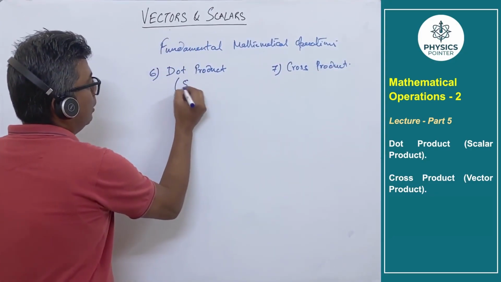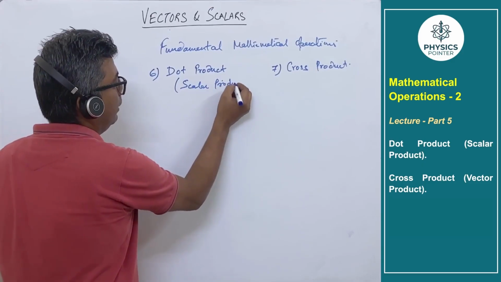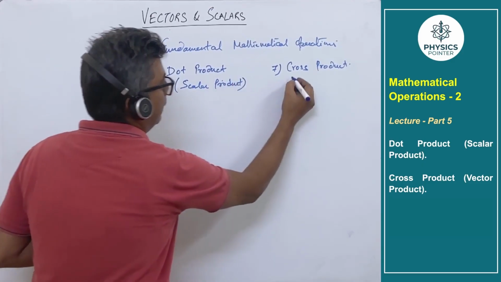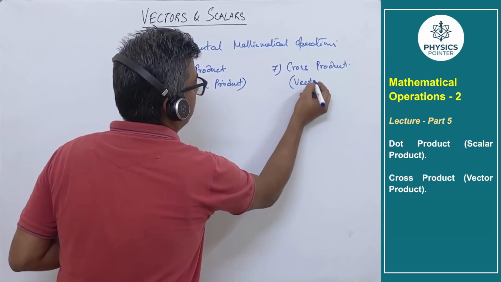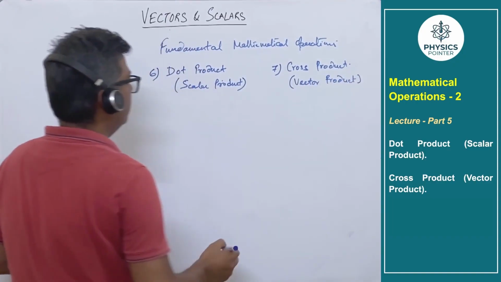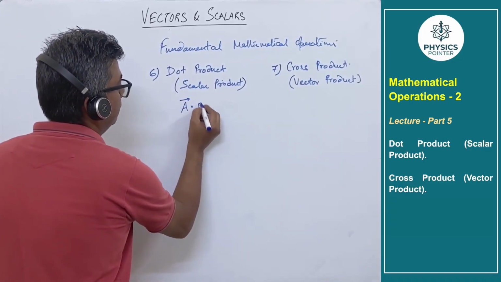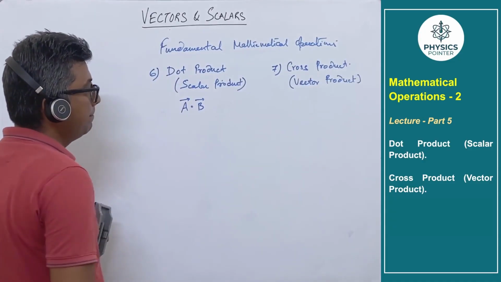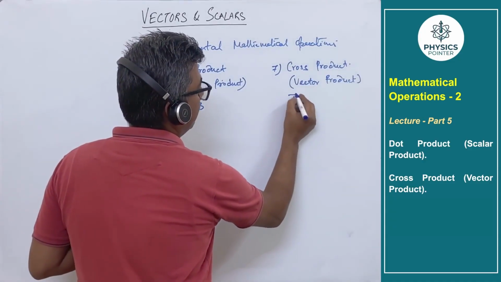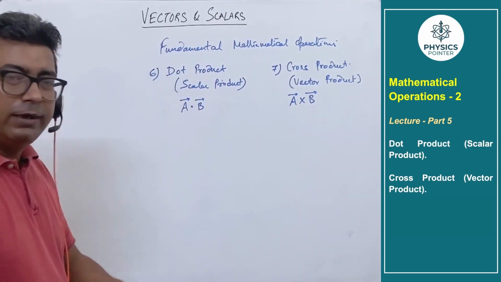It is also called a scalar product, and you will understand why. And this one is called a vector product. We are talking about the dot product, so we are saying A dot B. And here we are saying A cross B. Why? How are cross and dot different?